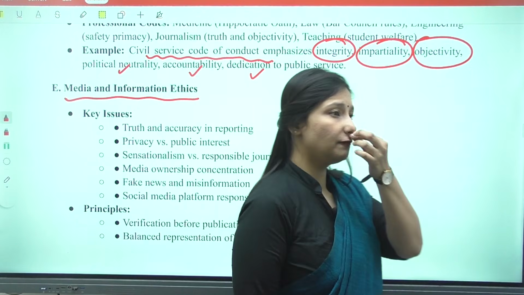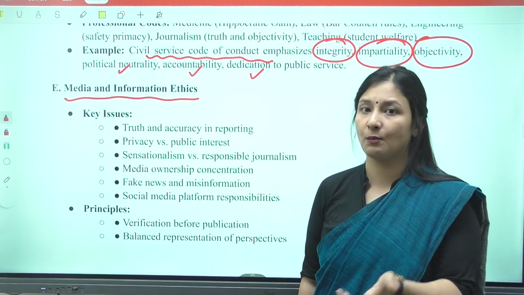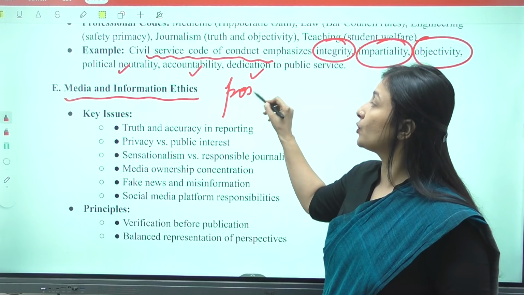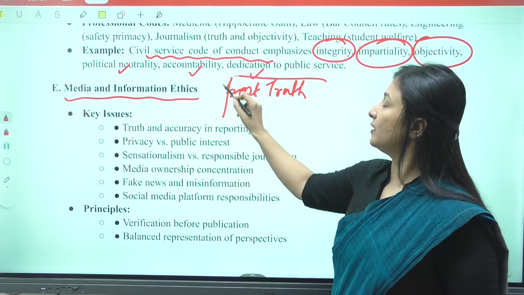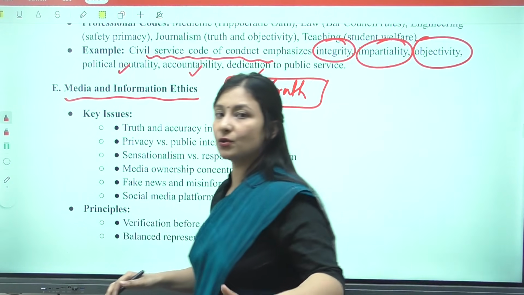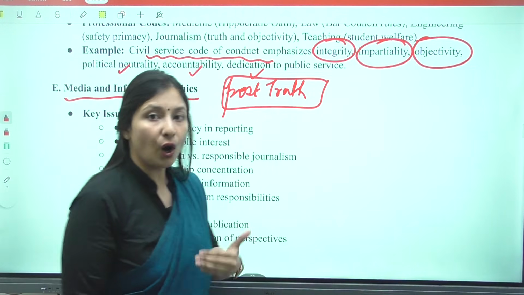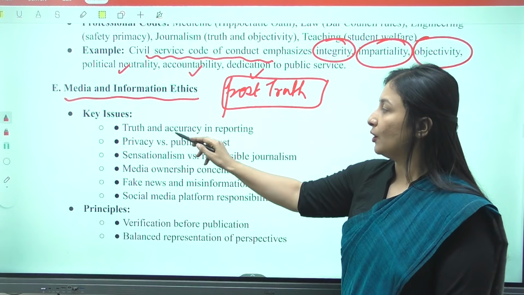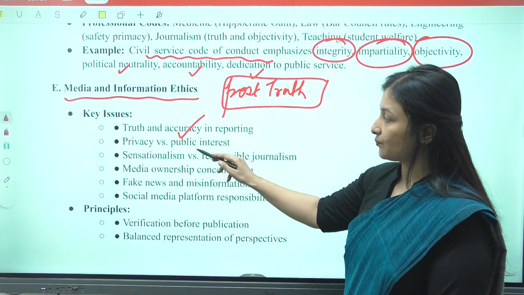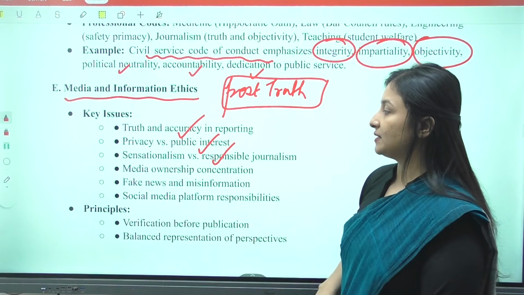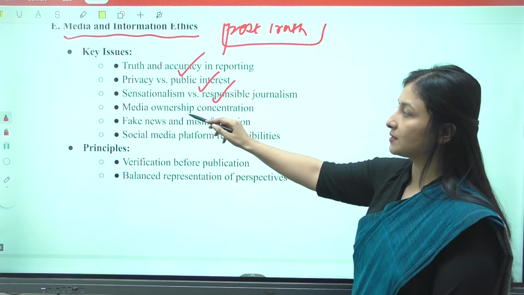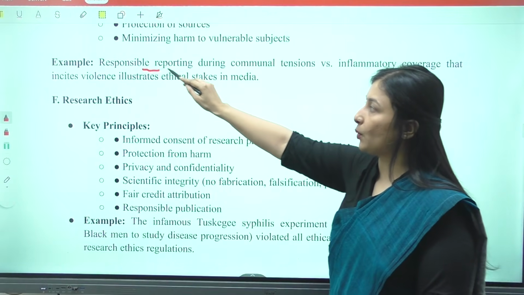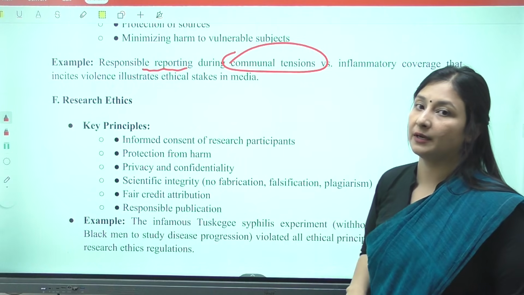Now, what about the media and information ethics? It is said that information is the new data in this democracy, right? And after 2016 we have entered into the era of post-truth democracy, where there is a lot of false news and a lot of misinformation and miscommunication. It is the duty of the media to maintain accurate reporting, privacy and public interest, avoid sensationalization, and practice responsible journalism, right? Media ownership, avoid fake news, right? Responsible reporting is very essential during communal tensions. Is it clear?